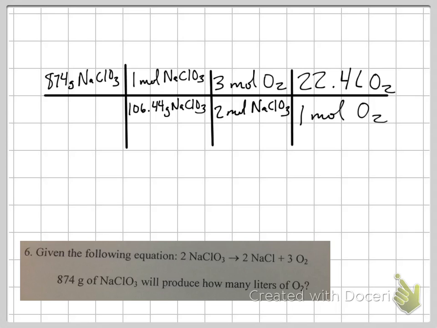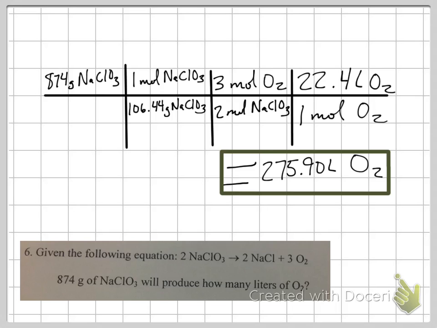Now, once I've put that into my calculator, I'm going to come out with an answer of approximately 275.90 liters of oxygen will be produced. This is something we want to pay attention to because you never know when you're actually going to be seeing this again. We still have gas laws and different things to cover, so just keep that in mind.